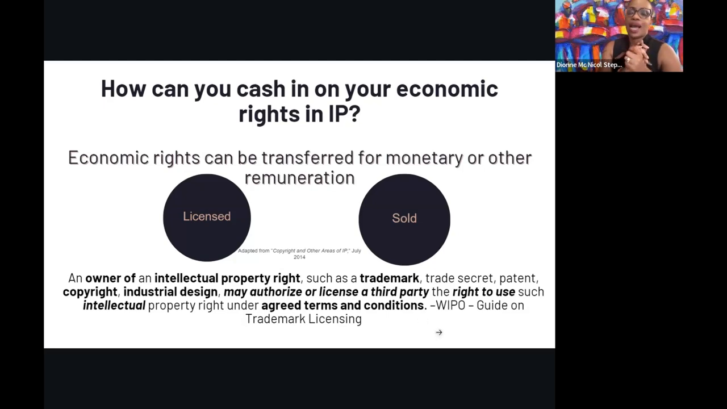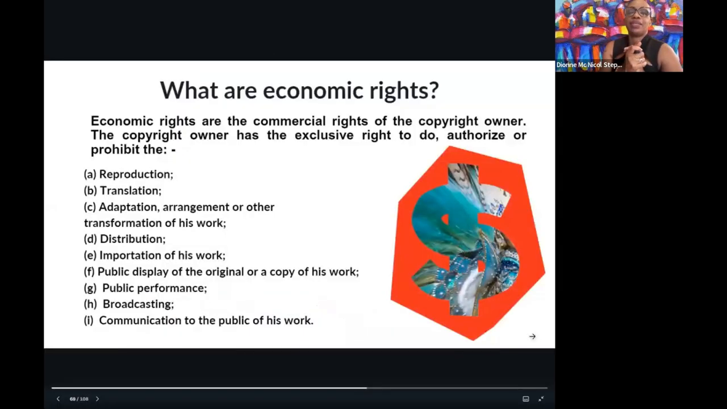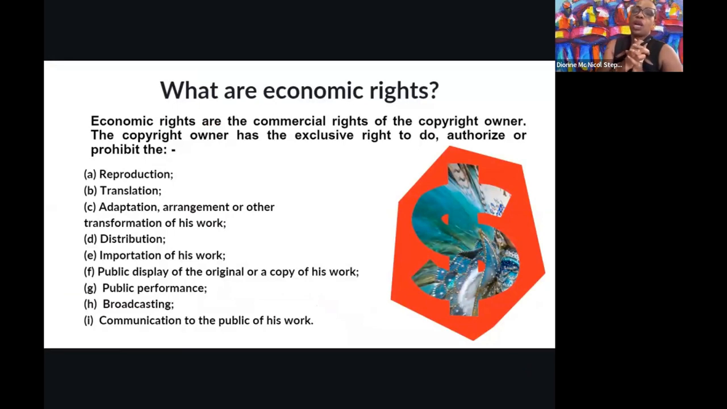So, what are economic rights actually? Well, these are the commercial rights of the copyright owner. The copyright owner has the exclusive right to do, authorize, or prohibit reproduction, translation, adaptation, distribution, importation, public display, public performance, broadcasting, communication to the public of his work. And now that we have signed on to the Beijing Treaty, also making available, right, which is the right referred to for the streaming and so on. Making available, and communication to the public is more of the traditional ways of utilizing.